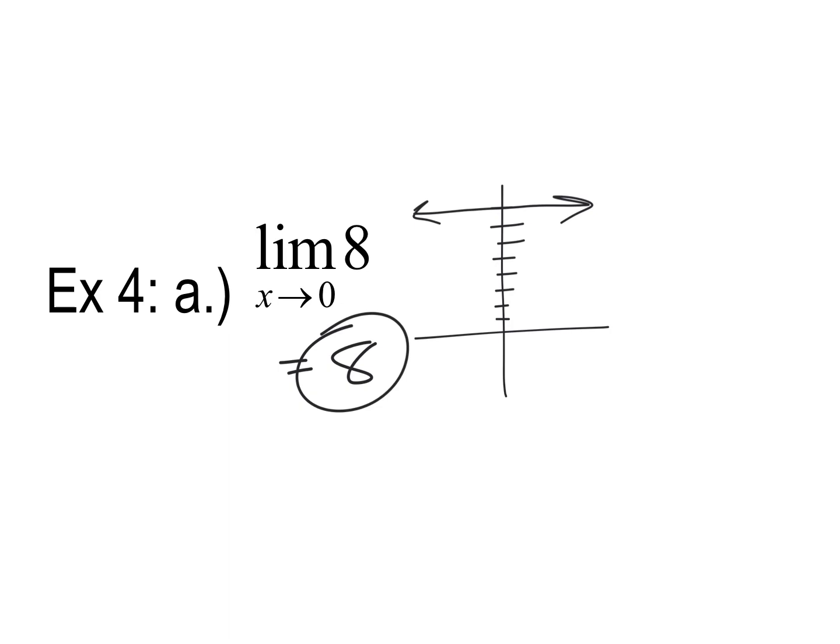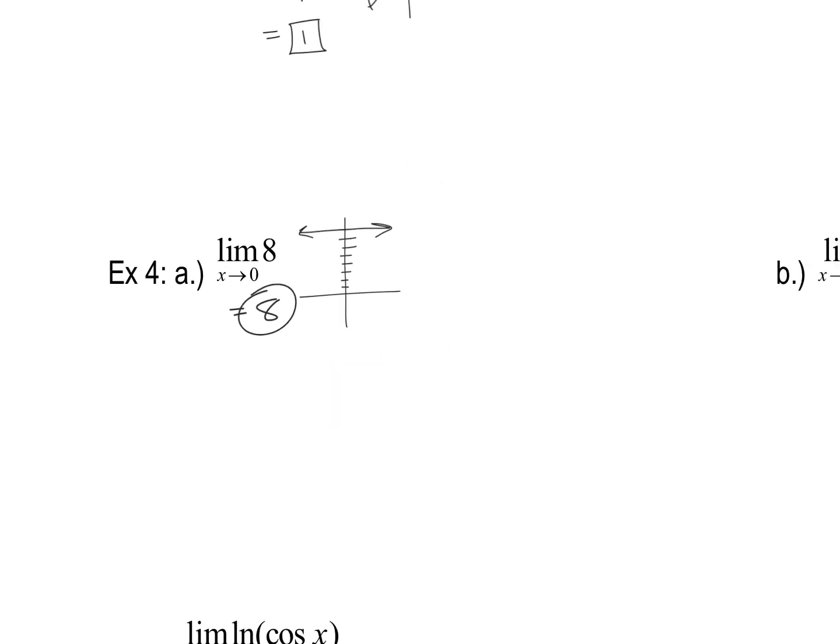You can think about it in terms of the graph also. What happens as x is approaching 0? What is my left hand getting close to, and what is my right hand getting close to as I approach 0? The y value right here is 8. My hands are going to meet at a y value of 8 when I approach 0 from the left and the right. Okay, same thing with this other one.